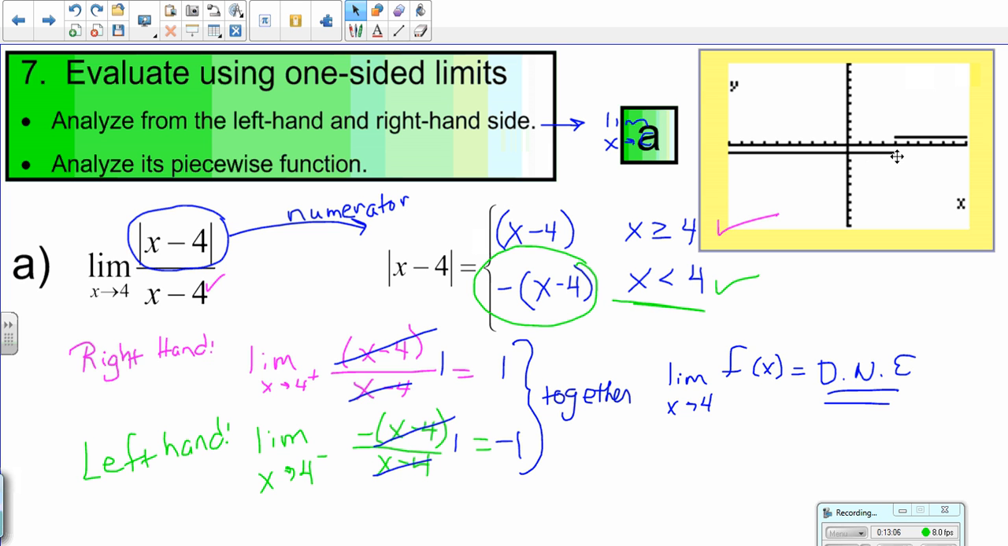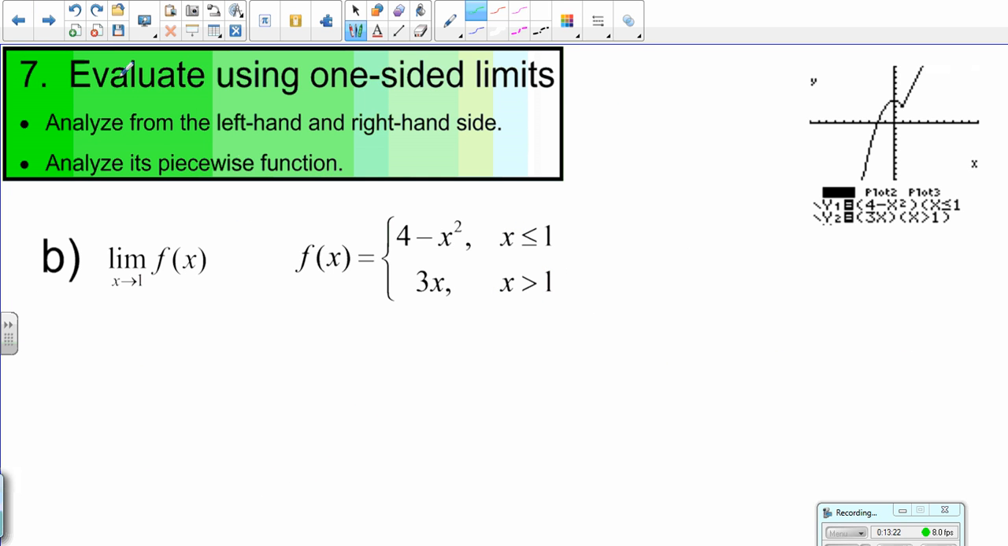Here's the number 4, and you can see from the left-hand side, the value is negative 1. From the right-hand side, it's positive 1, and the limit does not exist right there at 4. Next problem. Another piecewise function.